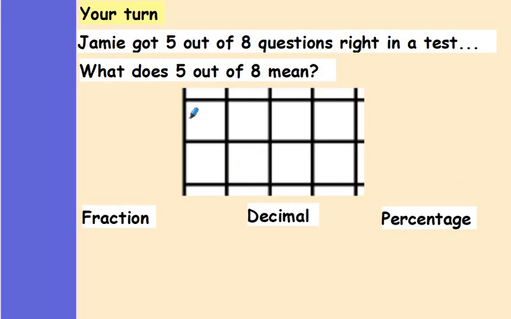Right, let's go through it. So he's got 5 out of 8. So here's my 1, 2, 3, 4, 5 questions out of 8 that he's got right. As a fraction, I can write that as 5 out of 8. This time as a decimal, I can't convert that 8 directly into 100, so I need to do a bus stop division.